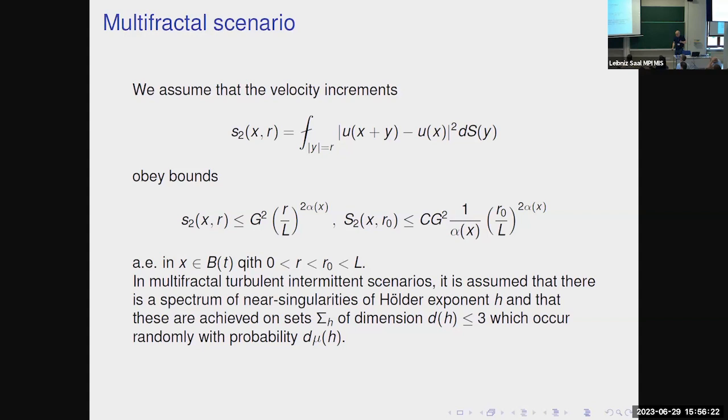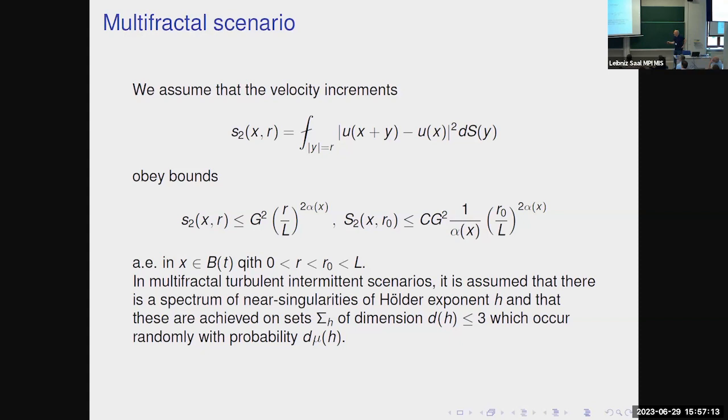I'm assuming it's positive. Fractal physicists let also negative ones, but let's talk regularity. So you assume a positive exponent that depends on x. So then capital S2, once alpha is positive, you pick up 1 over alpha of x. So that's the effect, really, of capital S2 versus little s2. It's an important one, but it's clear here. So in the multifractal intermittent scenario, you assume that there is a spectrum of near singularities of this type, and that of size h for alpha, alpha of x is of order h on a set that depends on h and has dimension d of h. So many fractals. And they occur with some probability, mu of h.